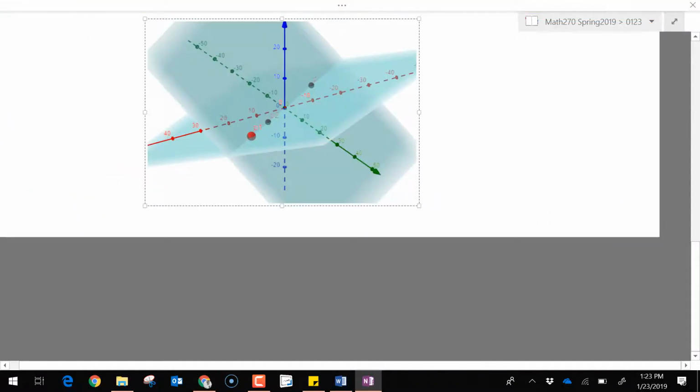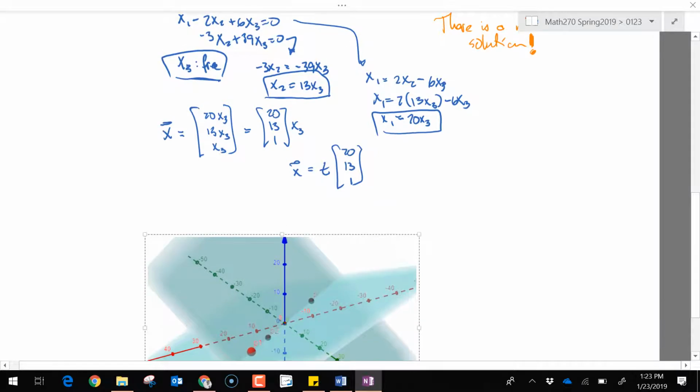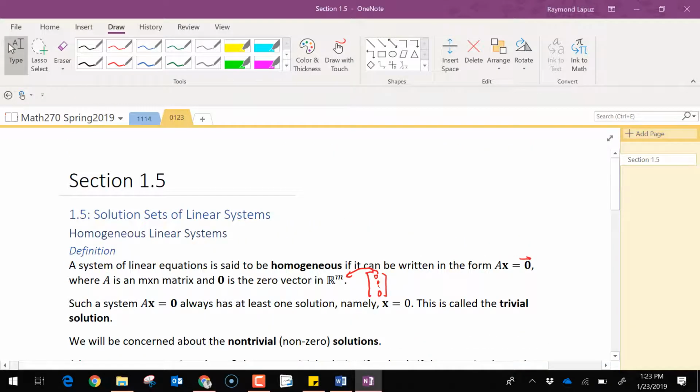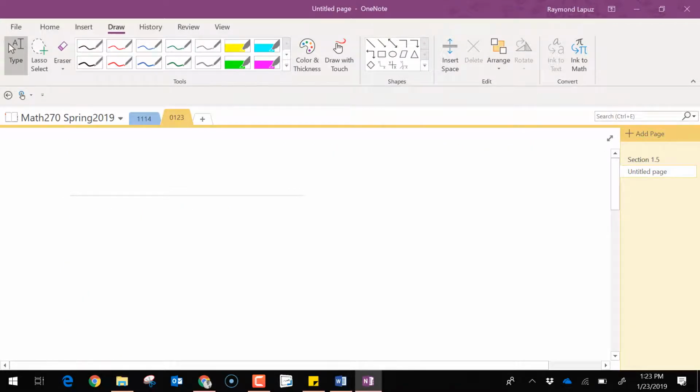Okay, so that's our example for finding a non-trivial solution. To come up with a really simple example of something that might not have a non-trivial solution, let me just make one up. It's always bad to make something up.